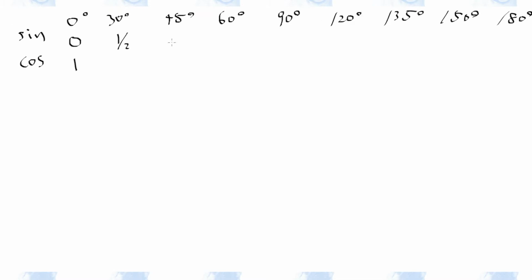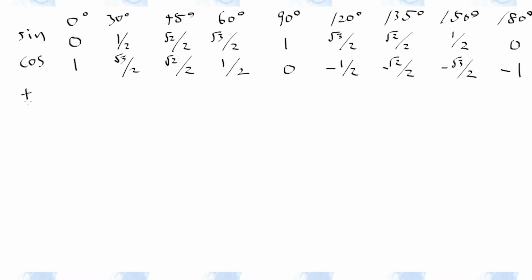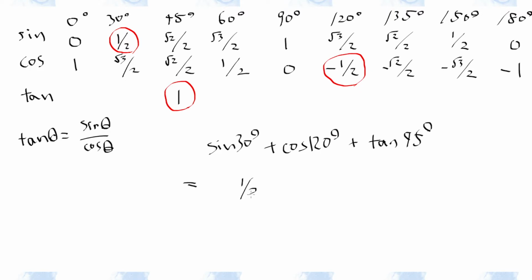In case you don't remember the table, I will draw the sine and cosine table for you. And as for tangent, because tangent is sine over cosine, and we need a value of sine 45 degrees, both sine and cosine have exactly the same value, and let's circle the values that we want. A half plus minus a half plus 1, and these two terms cancel out, so we are left with 1.